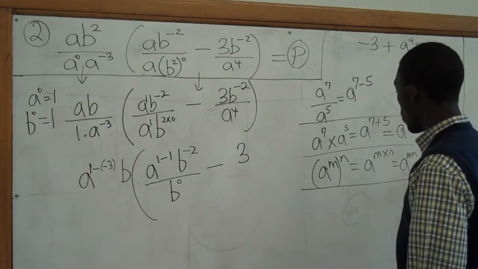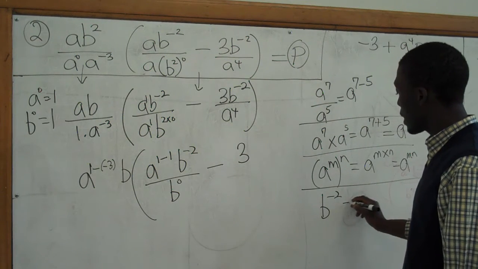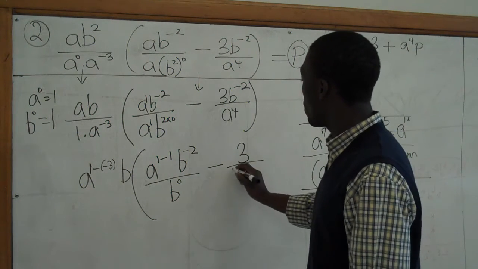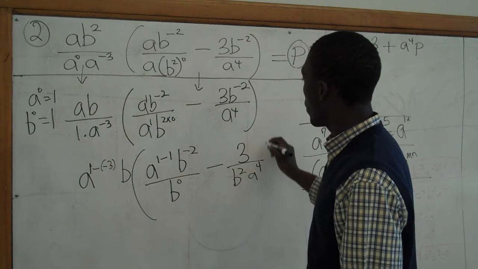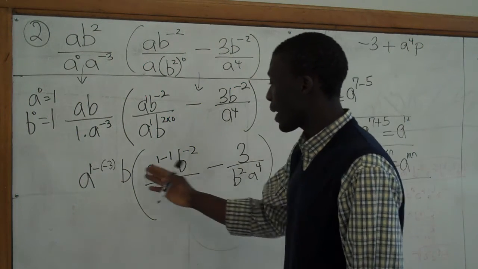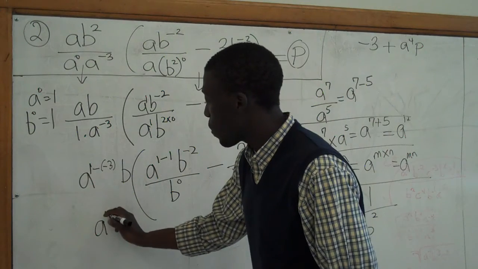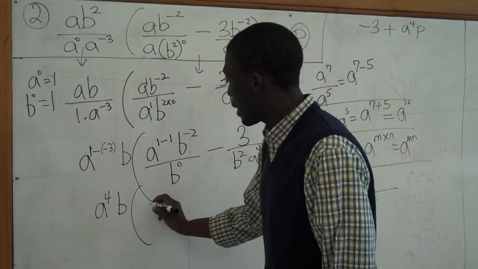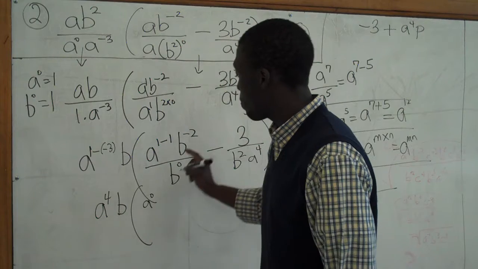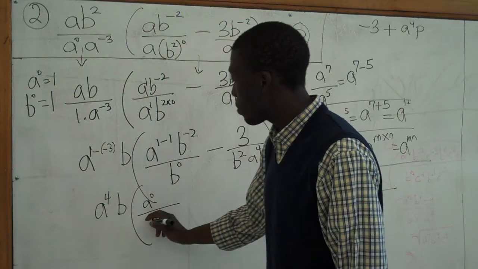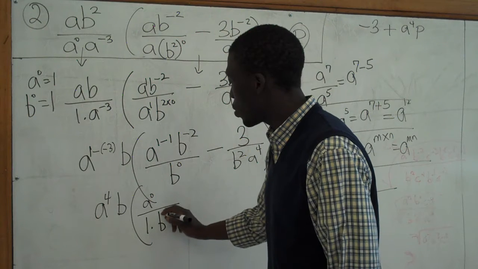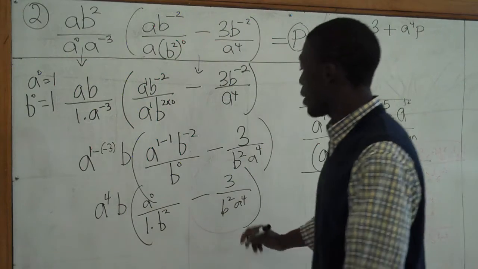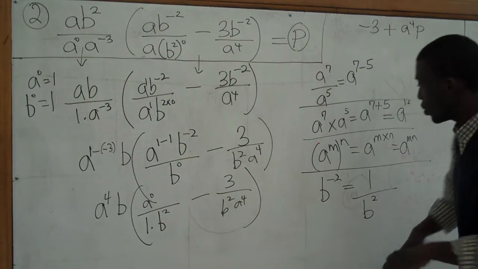Let me add one more principle. When you have a number to the negative something, it's the same thing as 1 over that number to the positive power. And so this becomes 3 over b squared a to the 4th power. We close that bracket. This becomes a to the 4th power times b, and then inside all you have is a to the 0, and then b to the minus 2 we can bring to the bottom. This becomes a 1. So it becomes b squared minus 3 over b squared a to the 4th power. Now that's that part. So we're going to move and continue.